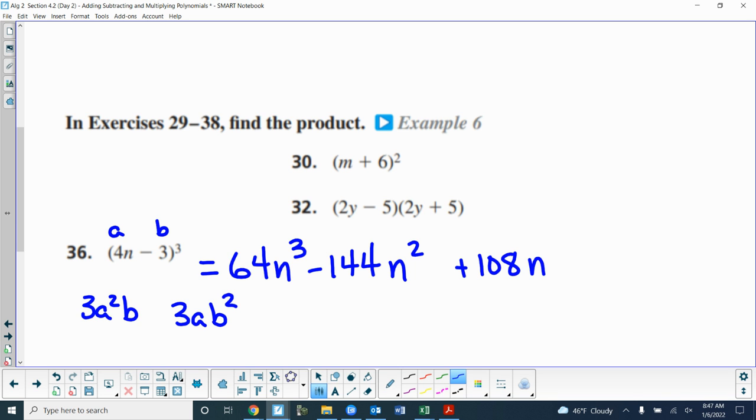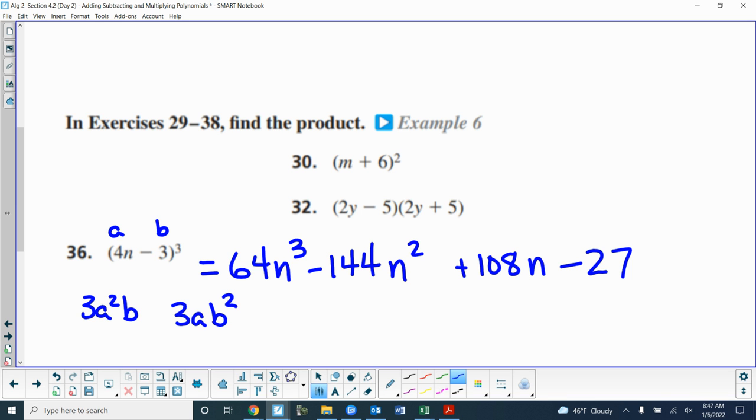And then the last part is cube the b. Negative 3 times negative 3 times negative 3 is negative 27. So that's the shortcut rule that we talked about yesterday. Special products, we call them. All right.